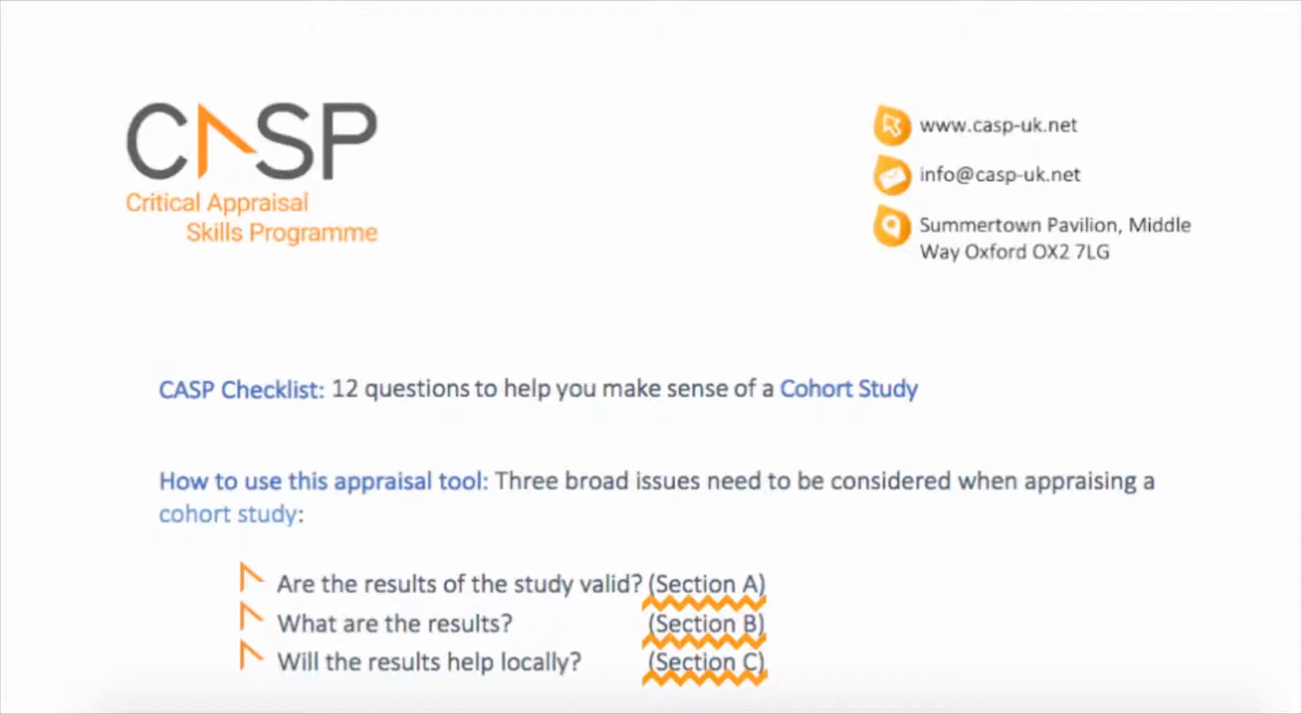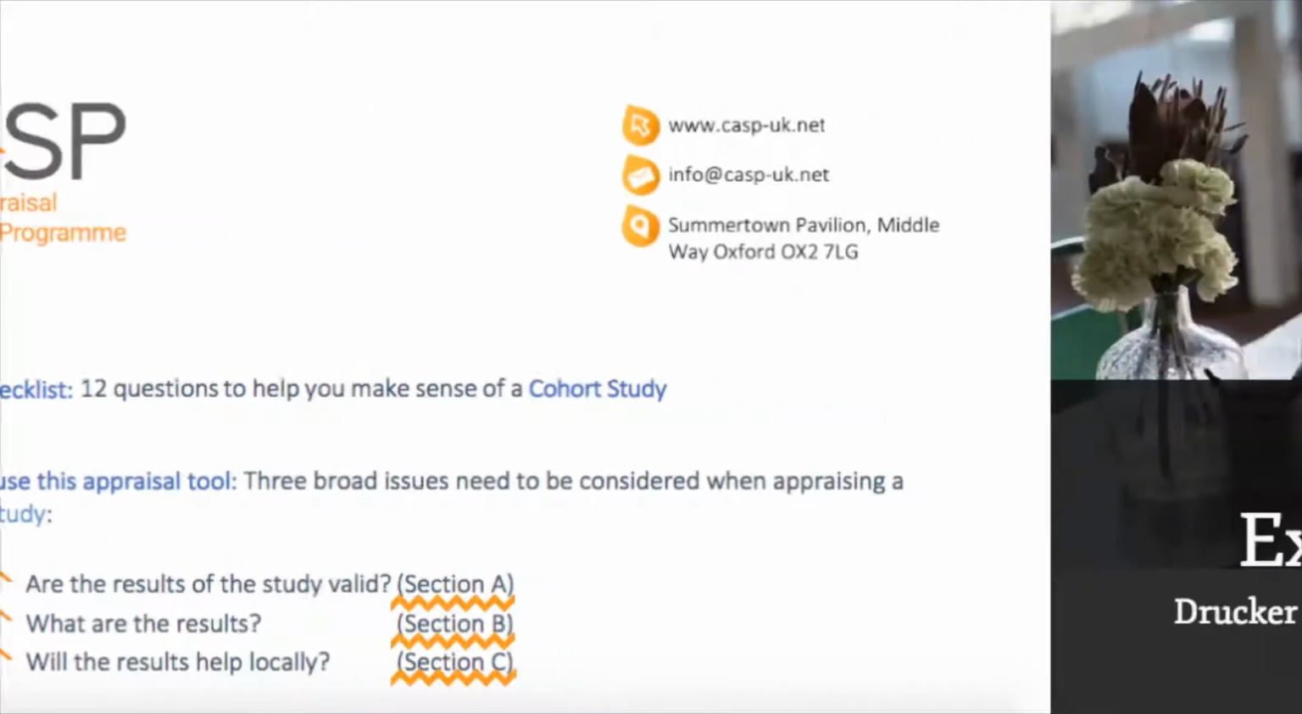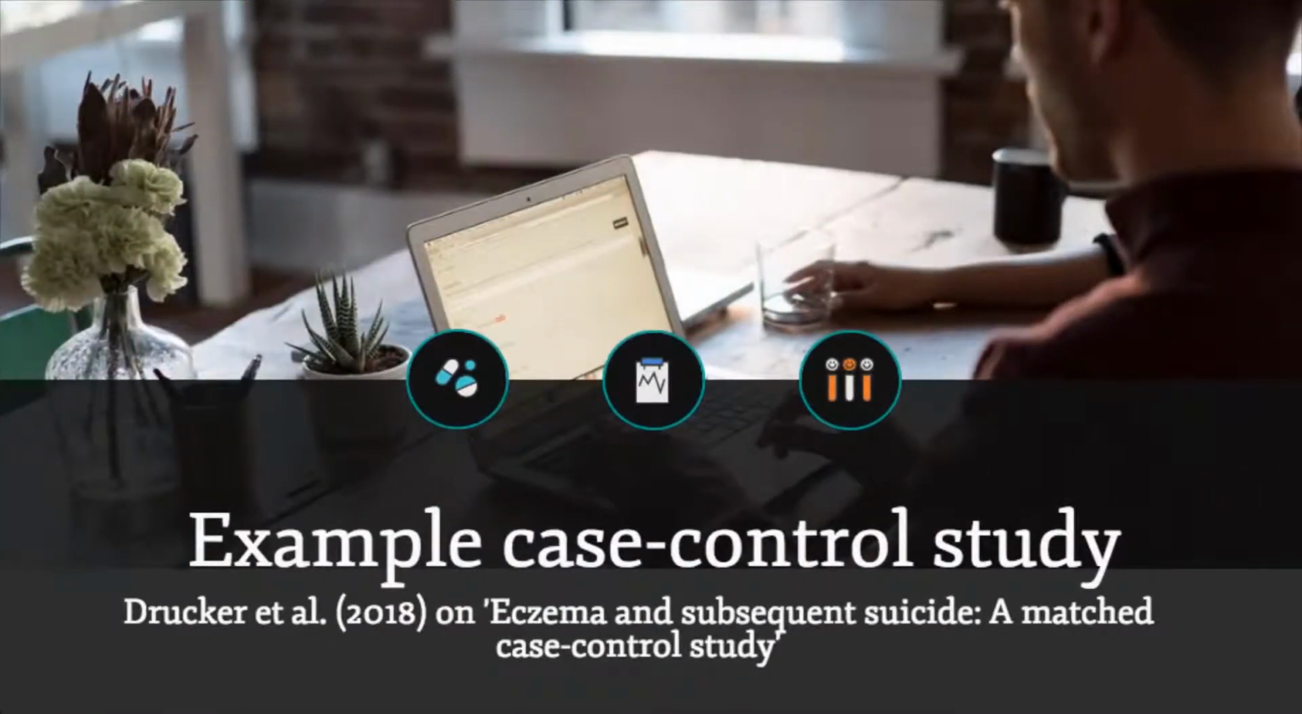Let's see how these can be addressed with an example. We'll have a look at this checklist and apply its use to a sample case control study by Drucker et al. 2018 on eczema and subsequent suicide, a matched case control study, the link to which is also below this video.